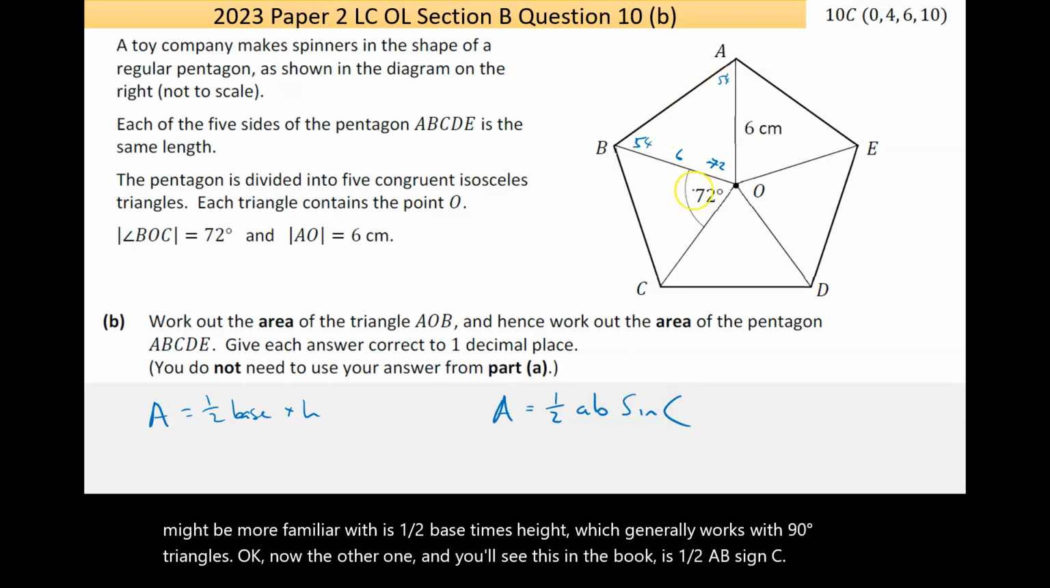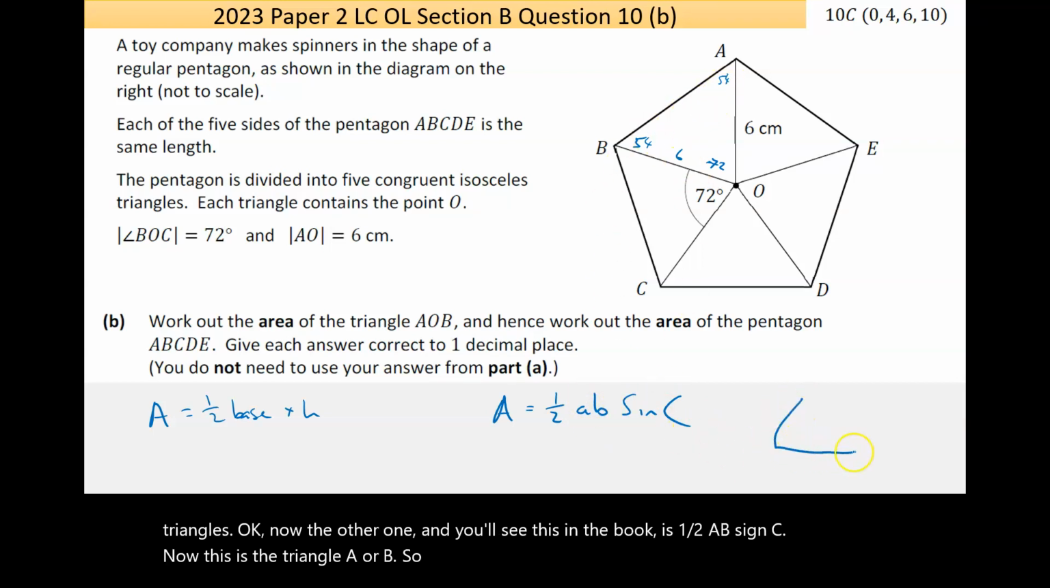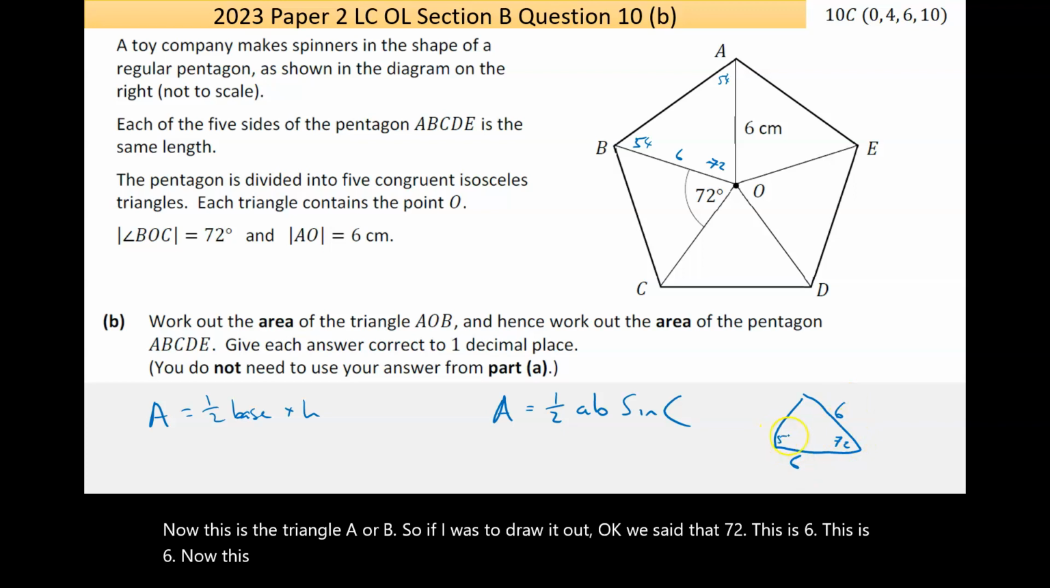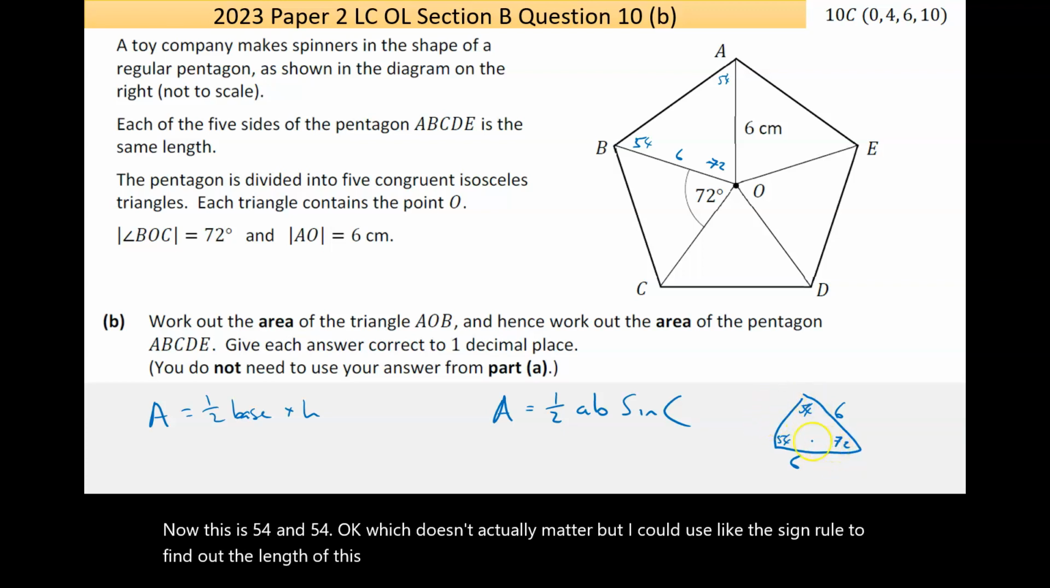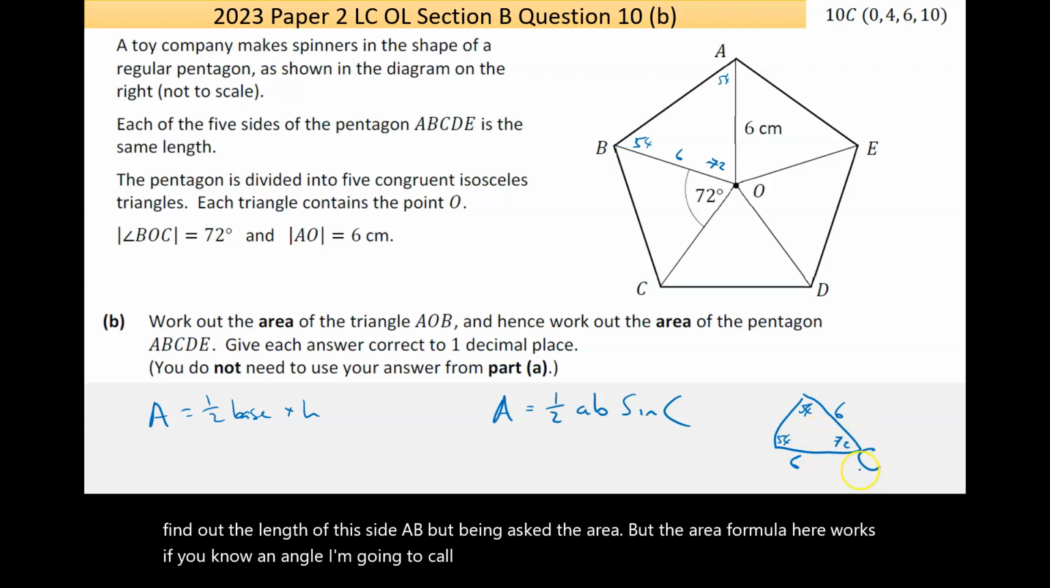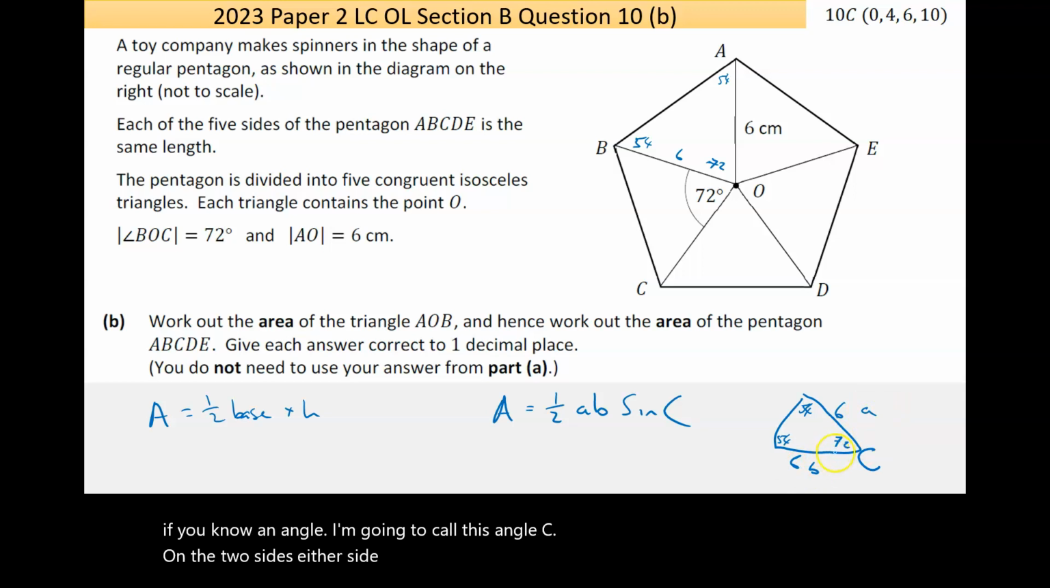Now, this is the triangle AOB. So if I was to draw it out, okay, we said that was 72. This is 6. This is 6. Now, this is 54 and 54, okay, which doesn't actually matter. But I could use the sine rule to find out the length of this side AB. But we're being asked the area. The area formula here works if you know an angle. So I'm going to call this angle C, and the two sides either side of it, then you can calculate the area of that triangle.